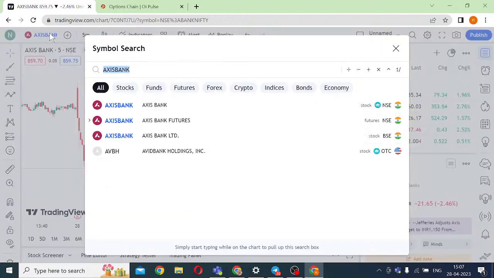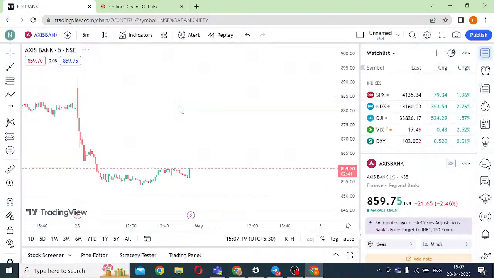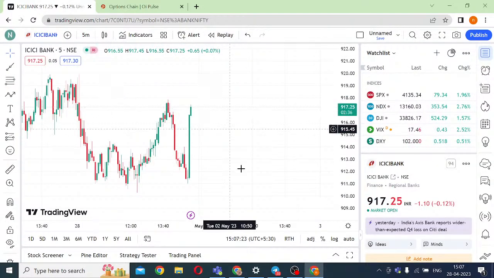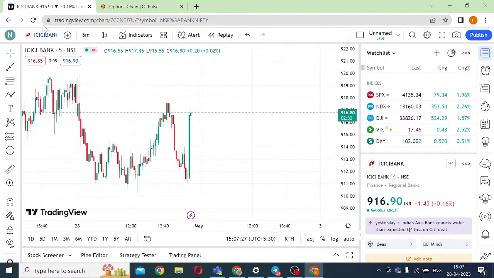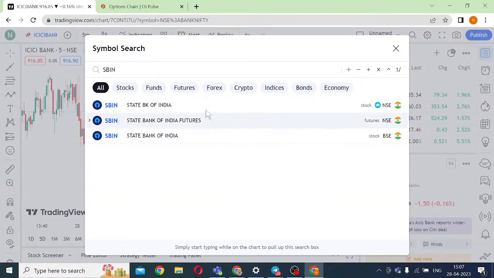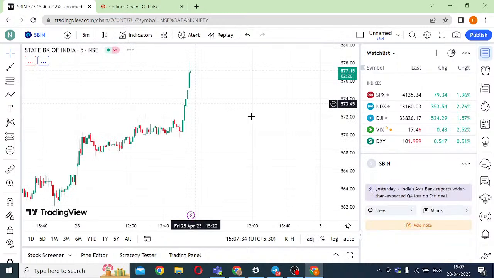I'll see ICICI. The chart looked best to me. ICICI, Kotak and SBI, they are looking very good on the charts. ICICI is recovering. I think it has to be SBI and then, yeah, it's SBI.